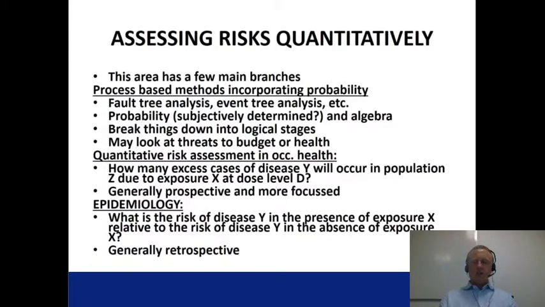So, assessing risk quantitatively. This area has a few main branches. We've got process-based methods incorporating probability. While these are generally where you draw a flow diagram to help simplify a production process or a set of actions or consequences from something going wrong, you can then do that just as a qualitative assessment, breaking things down into the simplest stages in order to help understand the processes that go on when something goes wrong.